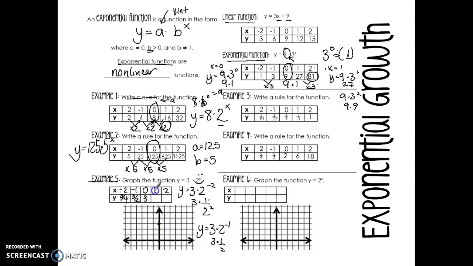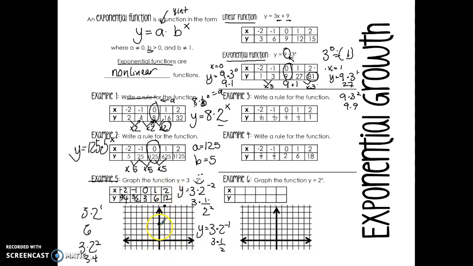Okay? And then when x is 1, 3 times 2 to the power of 1 is going to be 6. When x is 2, 3 times 2 to the power of 2, or 3 times 4, your new answer is 12. So you can see it's increasing exponentially. When x is 1, you're all the way up to 6. When x is 2, I'm off the page.